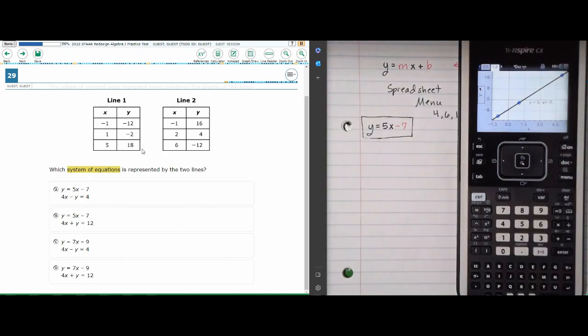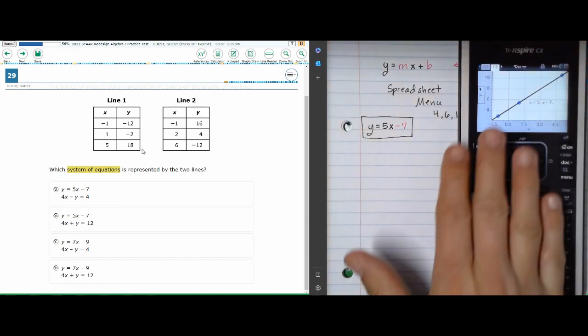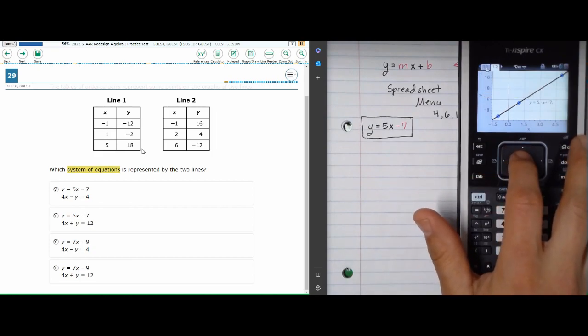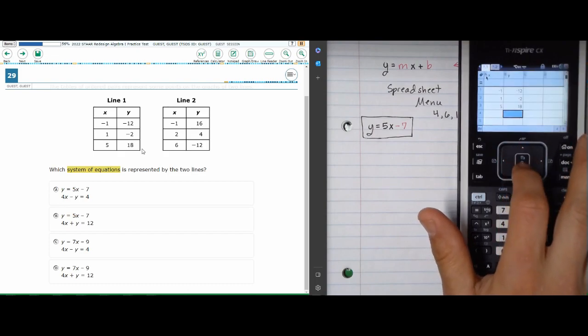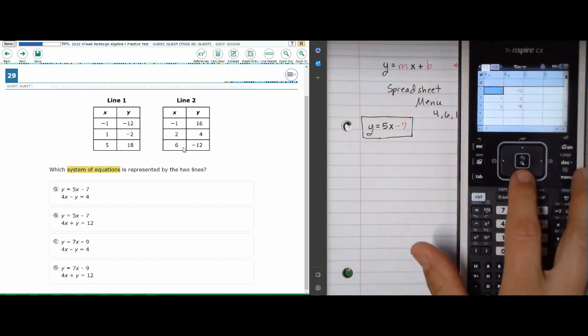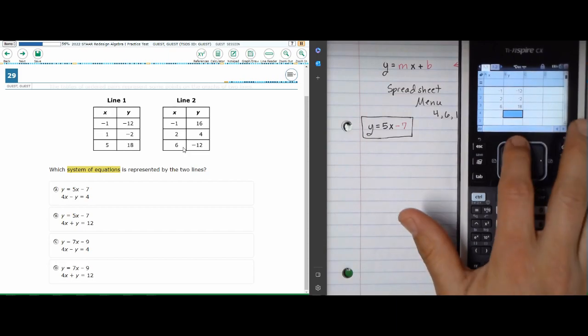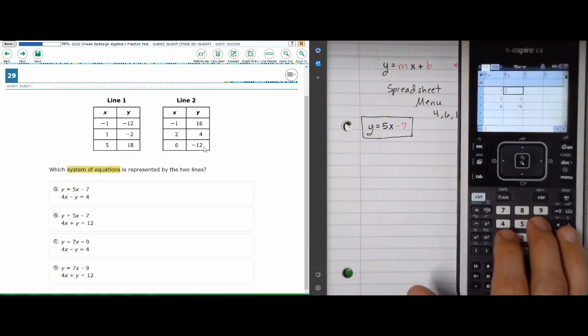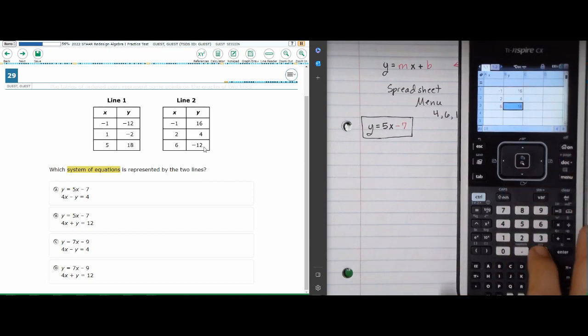And now I want to go ahead and find the equation for line 2. So let me find that one real quick. Now here's the neat thing. If you've already got this open and you haven't opened any other spreadsheets, you can actually just go back to the original and change these numbers and it'll change the equation. So I'm going to put in the values in the X column for line 2, which is -1, 2, and 6. We already have a -1. I'm going to change that one to a 2 and change that one to a 6. And then for the Y values, I have 16, 4, and -12.